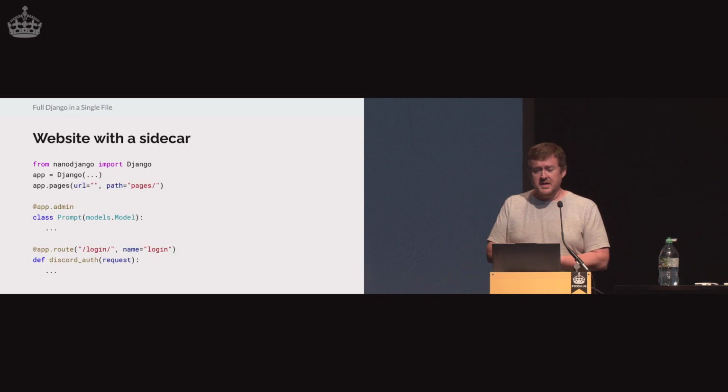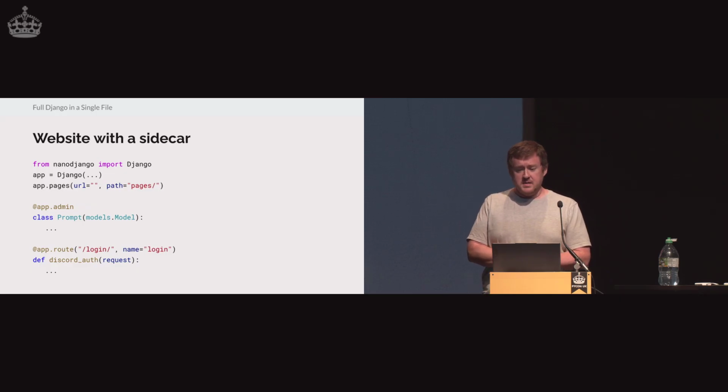Another real-world example is where I built a website for a Discord group that I manage. We've got a daily prompt to get the conversation going each morning, so I built a simple website using nanodjango, where members can log in using Discord, they can submit their prompt ideas via a form, and I can curate them in the admin site.